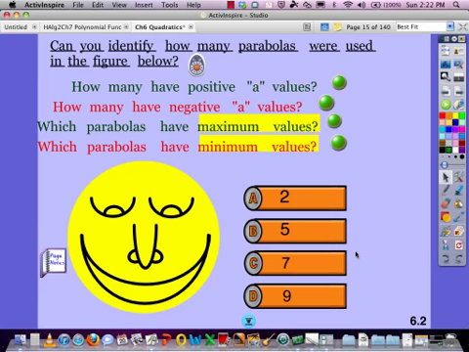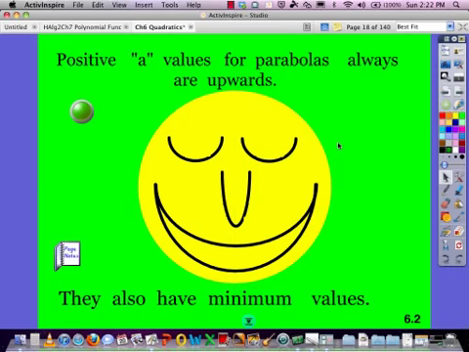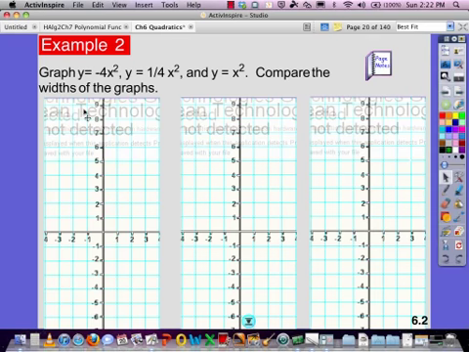Is it 2, 5, 7, or 9? Again, anything that has a minimum value had to have been an upward parabola. All upward parabolas, we counted, there were 5 of them. They also are the ones with the minimum value. Okay, so now we know a little more about our parabolas.